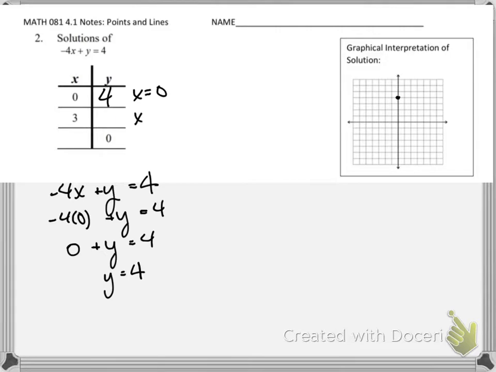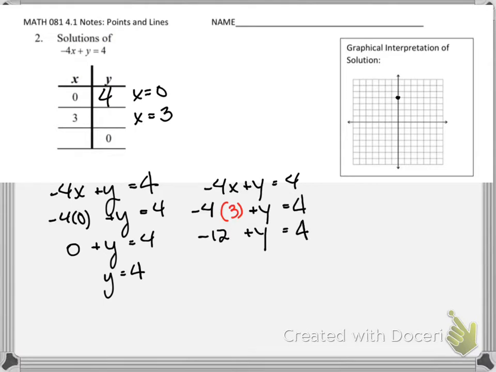All right, the next one is x equals 3. So we have -4x plus y equals 4, and this time we are going to let x be equal to 3. So you have -12 plus y is 4. To solve for y, we need to add 12 to both sides. So we find out that y is equal to 16. Unfortunately, again, this won't fit on our graph, so we aren't able to plot that point.